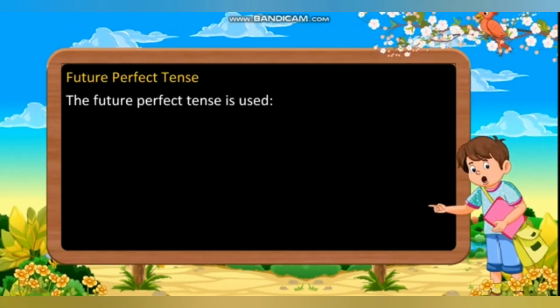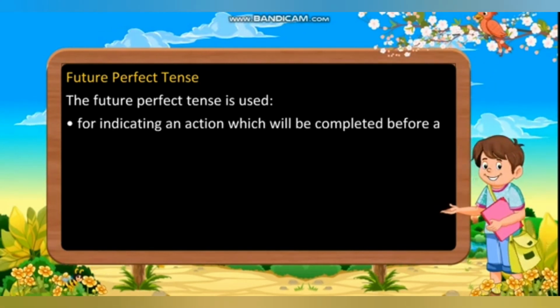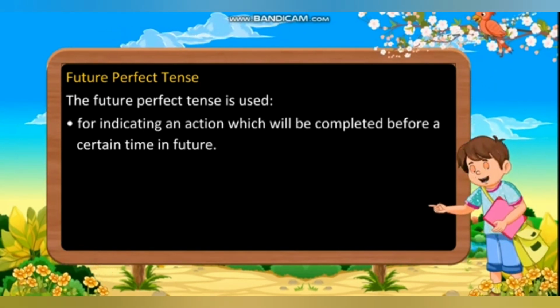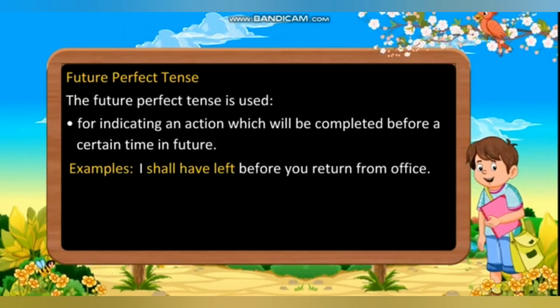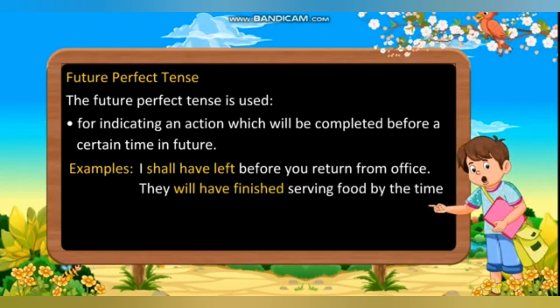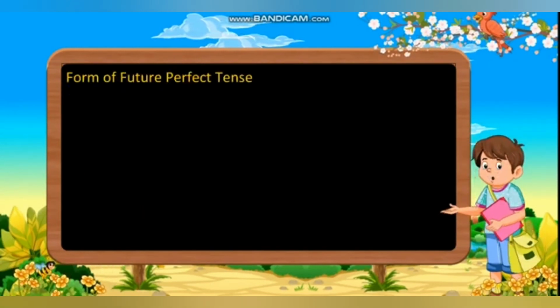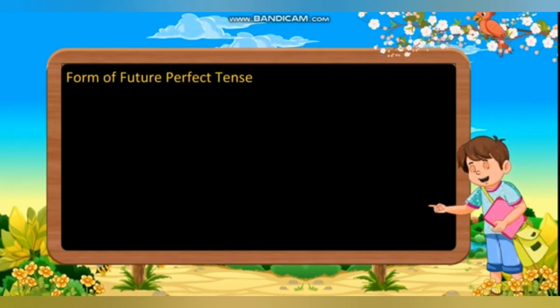Future perfect tense. The future perfect tense is used for indicating an action which will be completed before a certain time in future. For example, I shall have left before you return from office. They will have finished serving food by the time you reach. Form of future perfect tense.